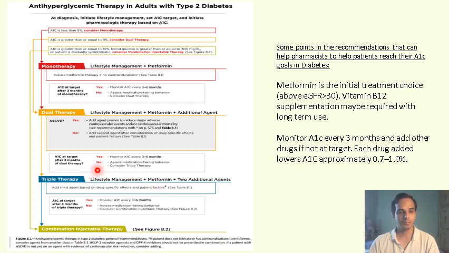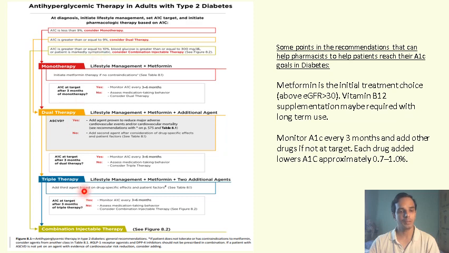If not at the A1C target, 7% for most people, you would go to triple therapy: lifestyle, metformin, and 2 additional agents. The choice of agent now would be based on the hypoglycemic risk of the patient and other factors, what are the comorbidities, etc.